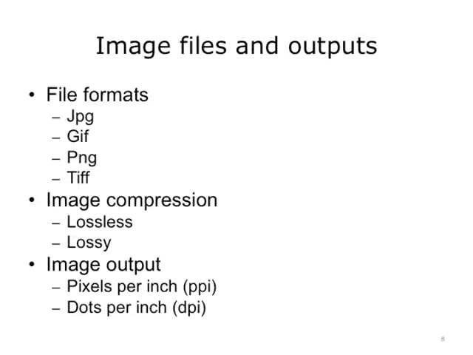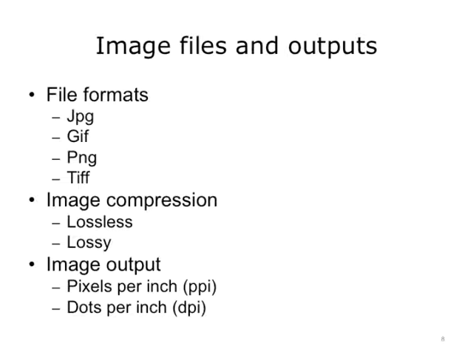BMP, Windows Bitmap Format, is a common uncompressed file format, but TIFF is a more commonly used uncompressed file format and should be used whenever possible to archive original images before resizing, cropping, etc. There are two types of image file compression, lossless and lossy.